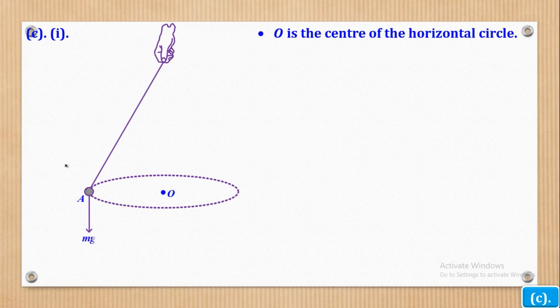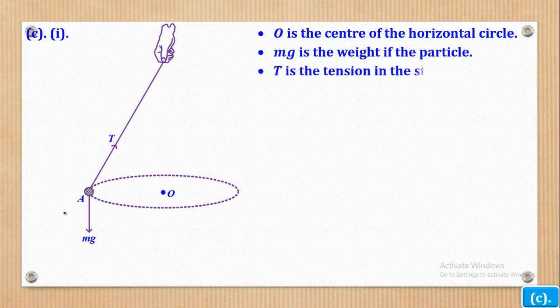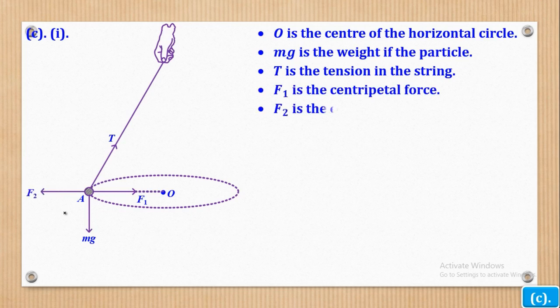Then the first force, of course, will be the weight, which is mg, weight of the particle. Then you have tension in the string, which is represented by T. Then you have the centripetal force, which acts towards the center. Then you have the centrifugal force, which acts away from the center. So that was Roman 1. Now we shall go to Roman 2.